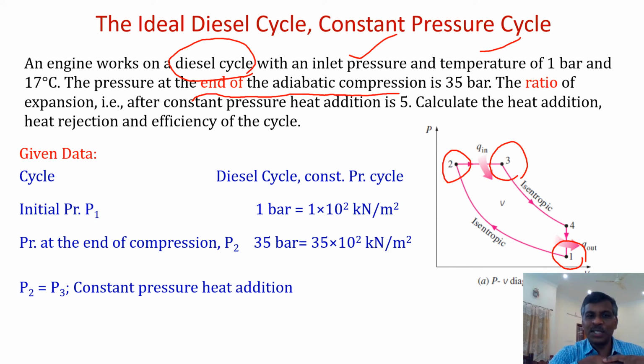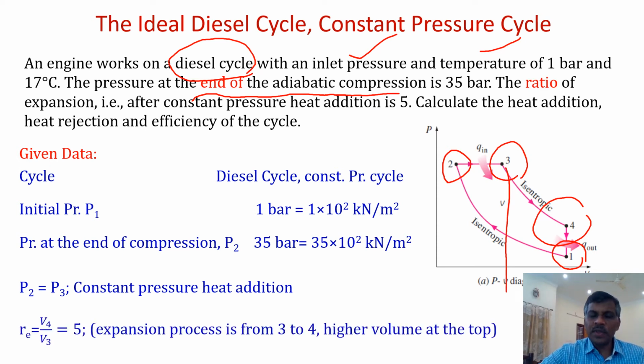Then one more is also given: the ratio of expansion, or in another way, the expansion ratio. What is the process of expansion here? 3 to 4 is expansion, expansion in the cylinder. When it comes to ratio, higher volume will come at the top. That is a thumb rule for us. You know that V4 is the highest volume compared with V3. So expansion ratio is V4 by V3, given as 5. So given data is very, very important.